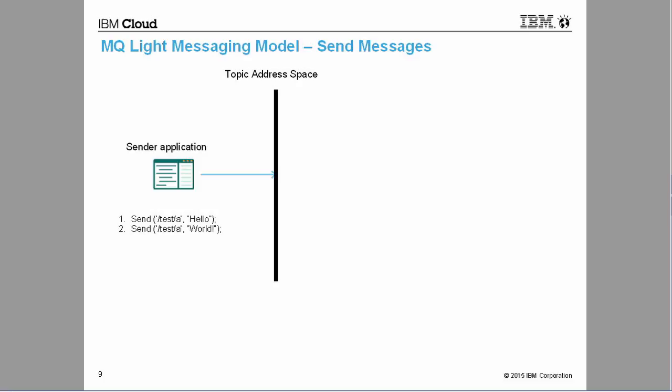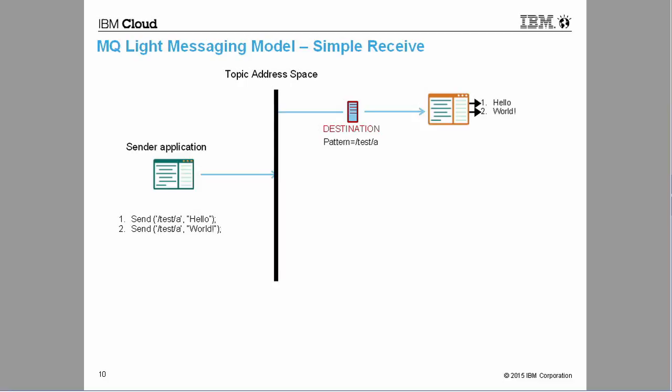We are going to talk about the messaging models here. There are various messaging models that are supported by MQLite. This is just a simple messaging model where a sender application sends a message to a topic address or a space. In this scenario, the topic is /test/a, and an application is going to send a message called hello world to the topic /test/a.